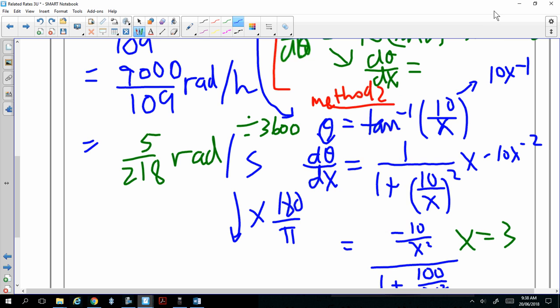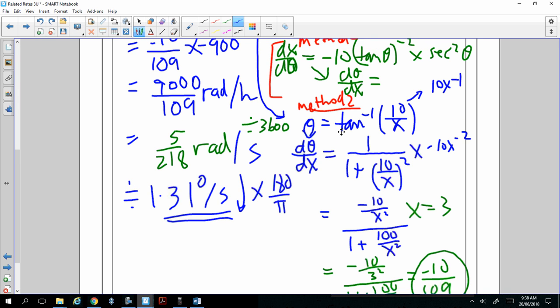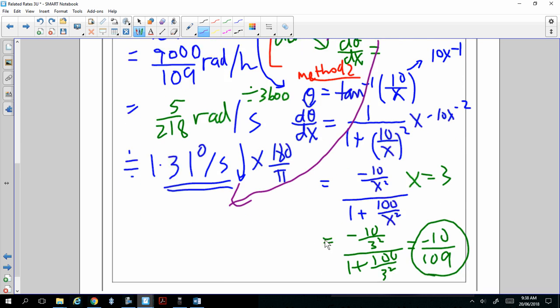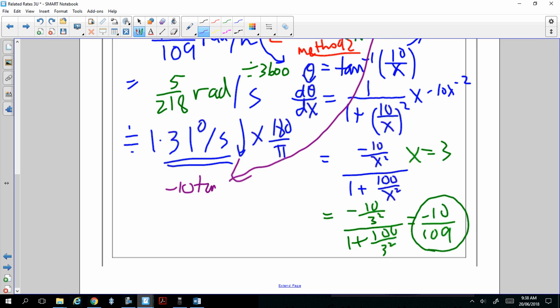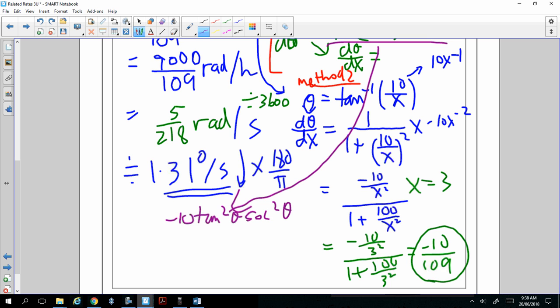Okay, now you may be curious, what happens if I proceed with method 1? Let's go through this briefly. If you do that, you would have ended up getting negative 10 tan squared theta sec squared theta, isn't it? That's dx/dθ. So what you need to do is to look at the triangle. Triangle is 3 and 10, that's theta. Using Pythagoras, that will be 9 plus 100, root 109, right? See, that's where the 109 comes from.